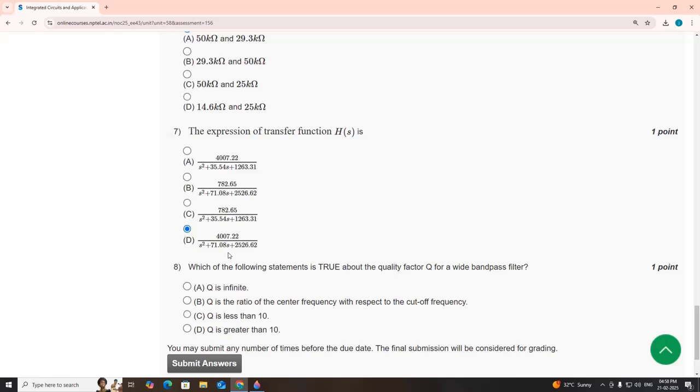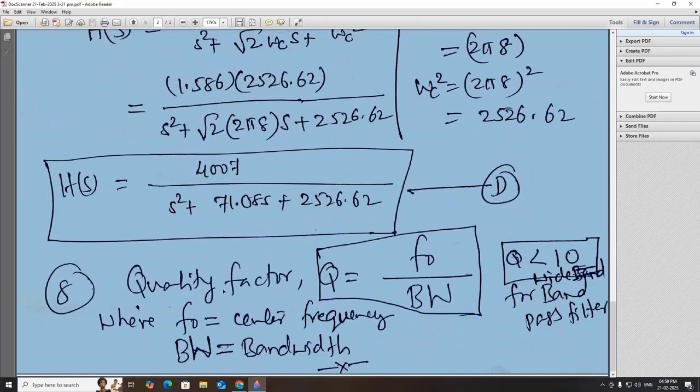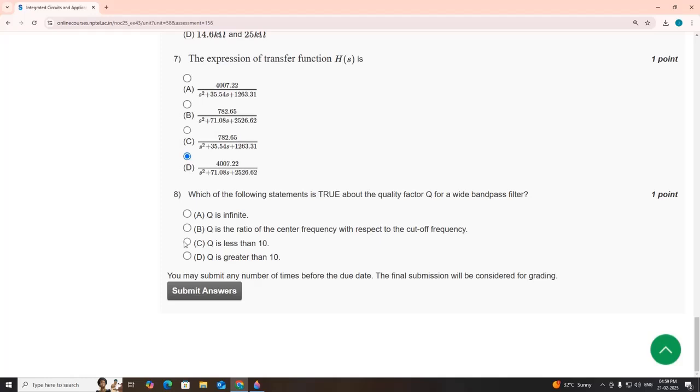Which of the following statements is true about the quality factor Q for a wide band pass filter? Eighth one. Quality factor is given by F0 by bandwidth, where F0 is the center frequency and BW is the bandwidth. Q is always less than 10 for a wide band pass filter. So the answer is C. Q is less than 10.